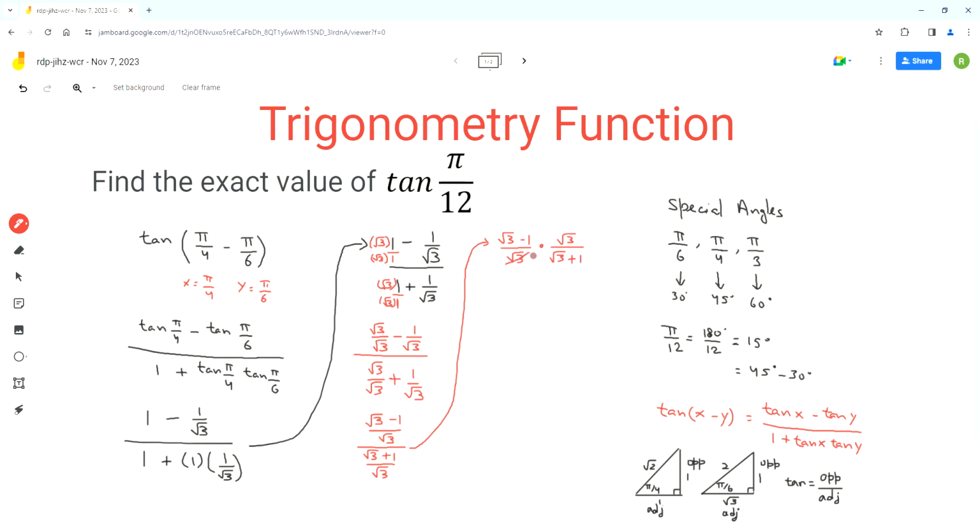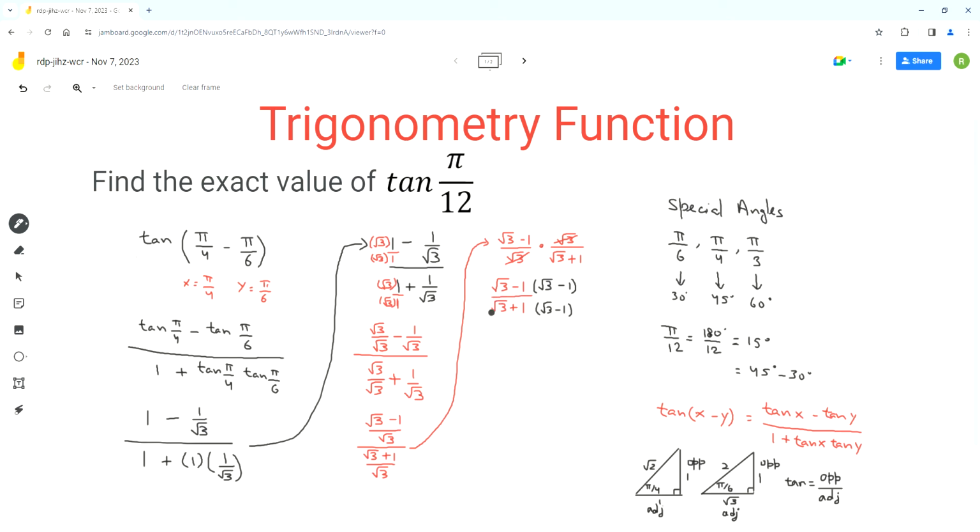So we can cross reduce these square root 3's. So we get square root of 3 minus 1 over square root of 3 plus 1. Now we cannot have a radical in the denominator, so we'll have to rationalize this radical. We do that by multiplying the numerator and the denominator by the conjugate of the denominator. The conjugate is an expression with the same terms but with the opposite sign.